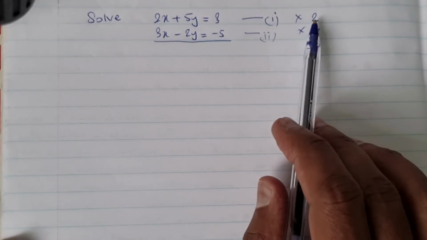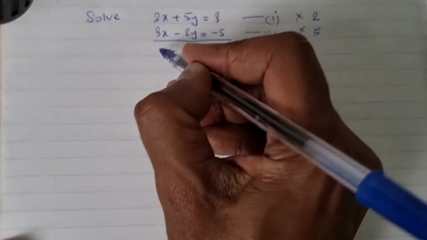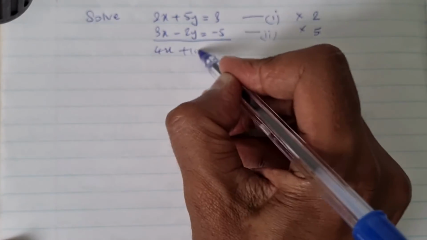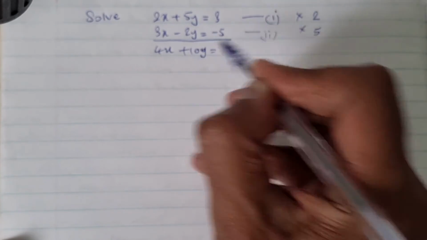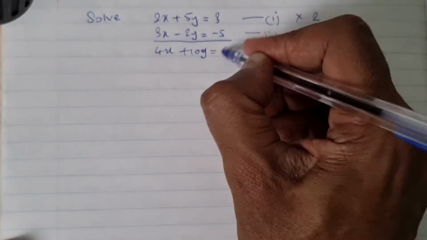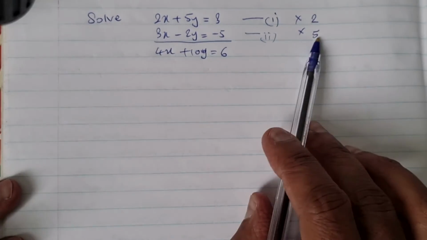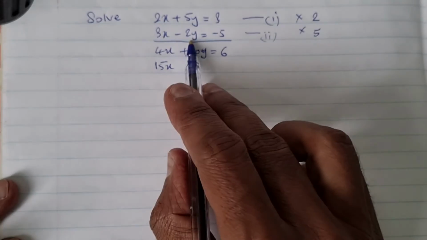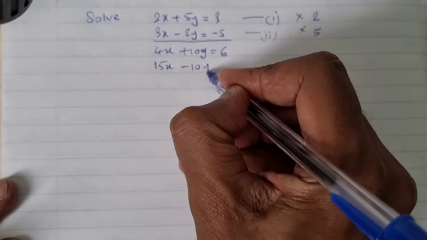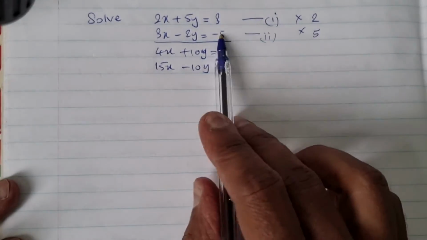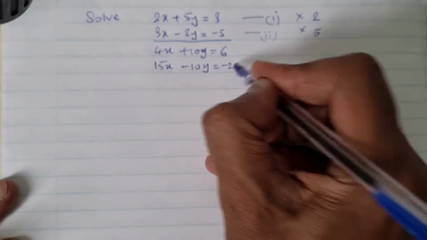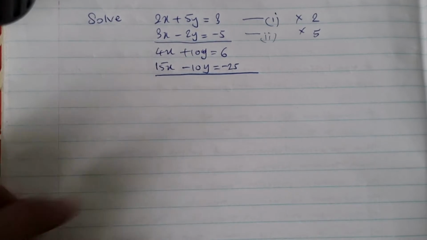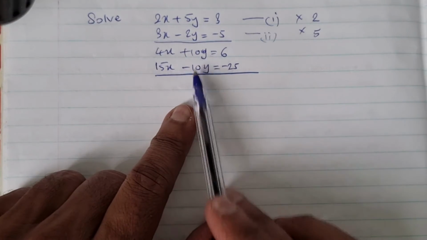So let's multiply out. 2 times 2 is 4x, so I got 4x. 2 times 5y is 10y, plus 10y, and then 2 times 3 is 6, so you got 6. Next you have 5 times 3x is 15x, 5 times minus 2y is minus 10y, and then 5 times minus 5 is minus 25. So this is your equation. That's how it's looking now. We want to cancel y. Look, you've got 10y minus 10y.